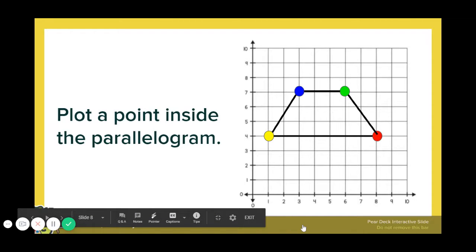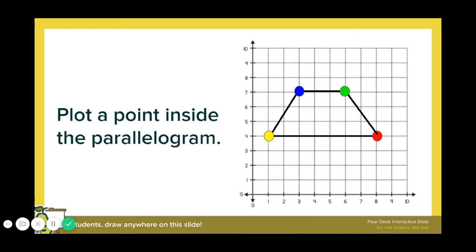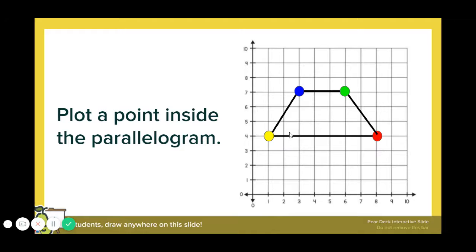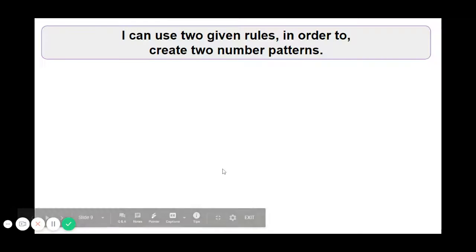So look at this picture. Where could you plot a point inside of this parallelogram? There are many places that you could plot a point inside the parallelogram. So inside the black lines, not on the black lines, but inside. You have 2, 5. You have 3, 5, and 3, 6. 4, 5, and 4, 6. 5, 5, and 5, 6. 6, 5, and 6, 6. And 7, 5. So any of those points would be able to be plotted inside of our parallelogram.